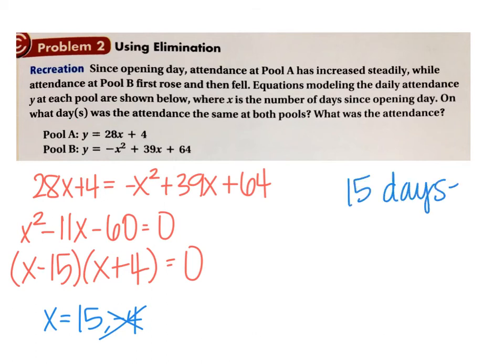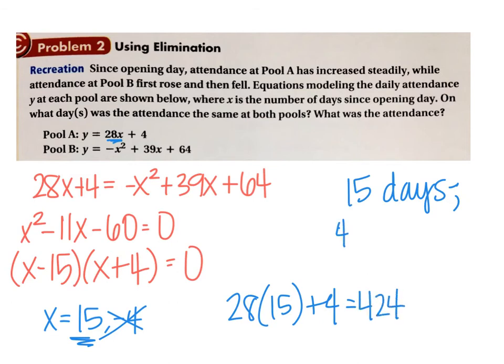And now we have to figure out how many people were there on that day. So if you'll just take 15 and plug it back in for x, you're going to get 28 times 15 plus 4, and that's going to give you 424. So your answer is going to be 424 people.